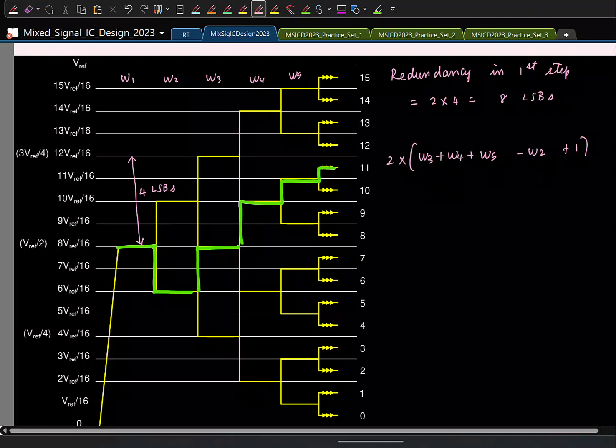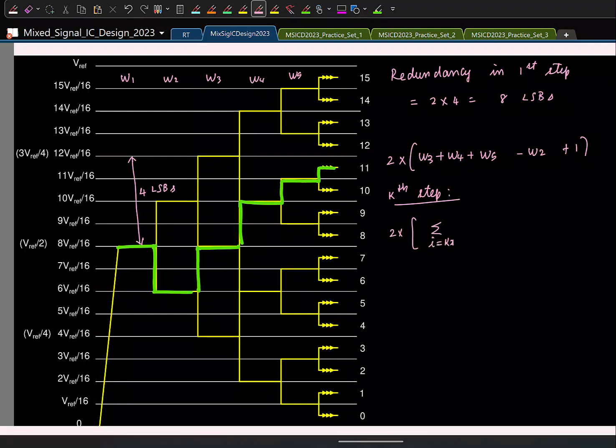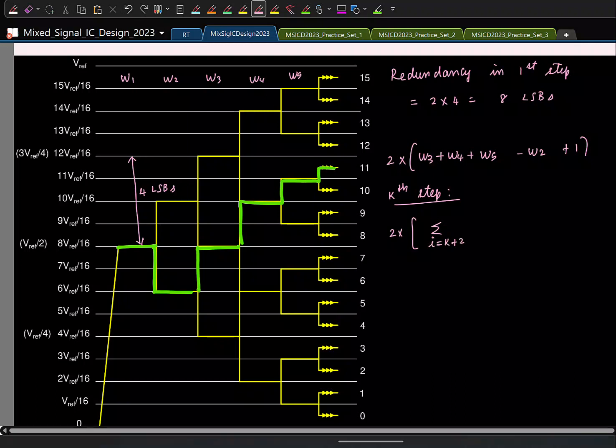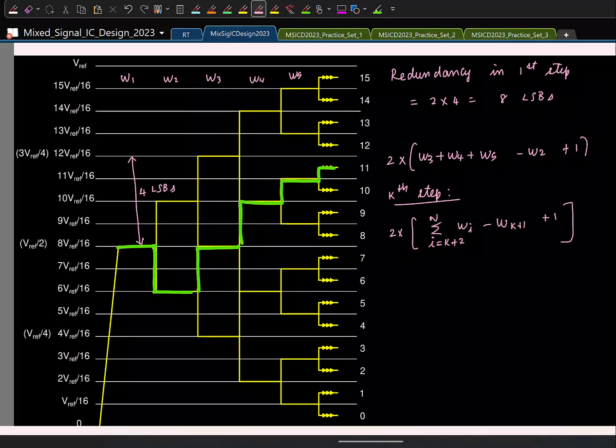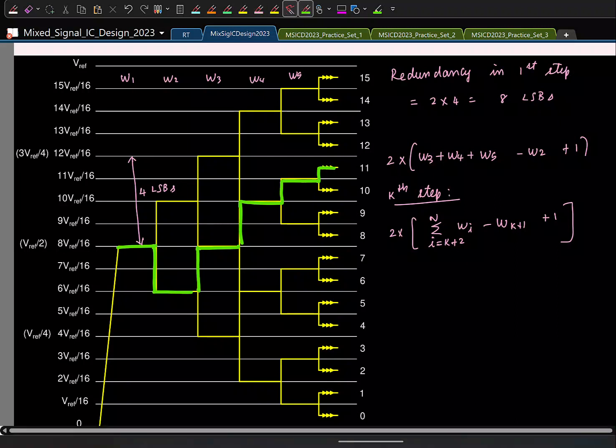So again, if I were to generalize it, for the first step, the redundancy, let's say I do it for the kth step directly. So tell me, what is the redundancy I can have for the kth step? It is 2 times the sum of the weights after step k, plus 1. So this is the amount of redundancy I can have in the kth step. Okay. So let's quickly see how much redundancy we have in the second step, right? Maybe I can copy paste this.